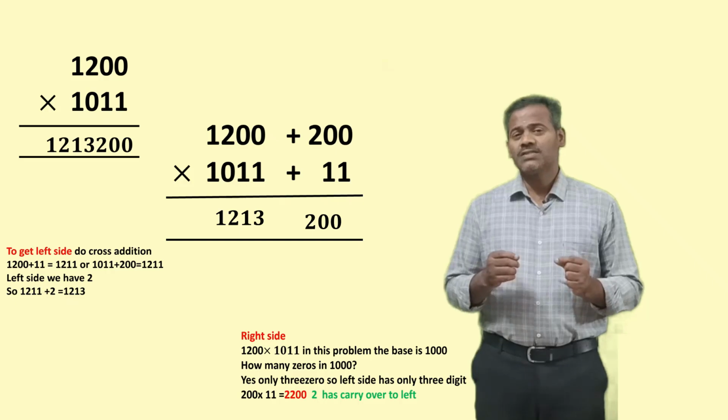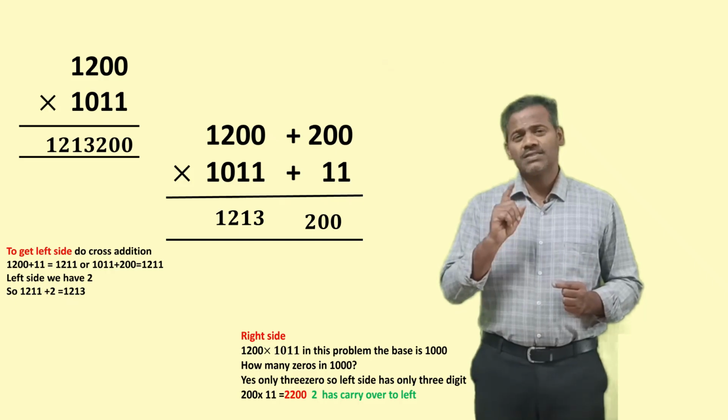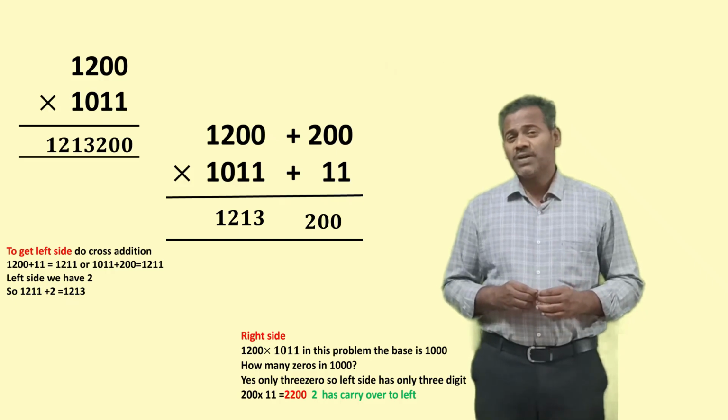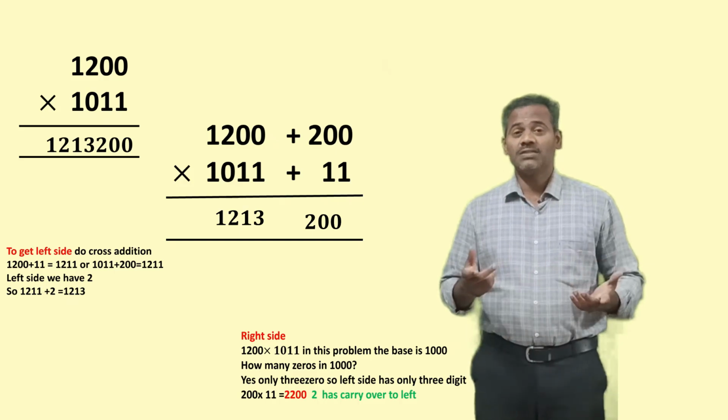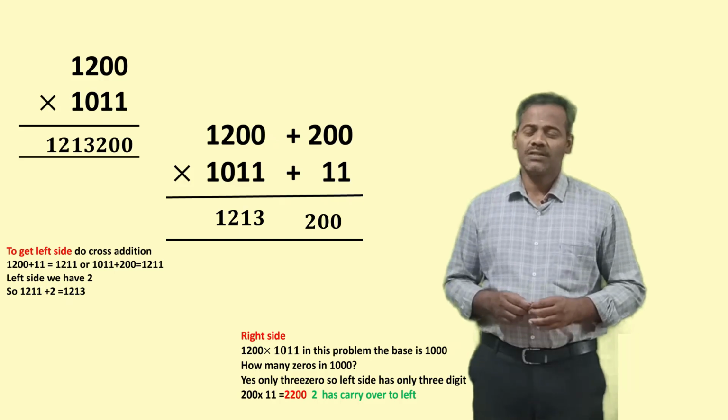So children, from this we have a conclusion. If the base is 10, the right side has to be a single digit. If the base is 100, the right side has to be 2 digits. If the base is 1000, the right side has to be 3 digits.